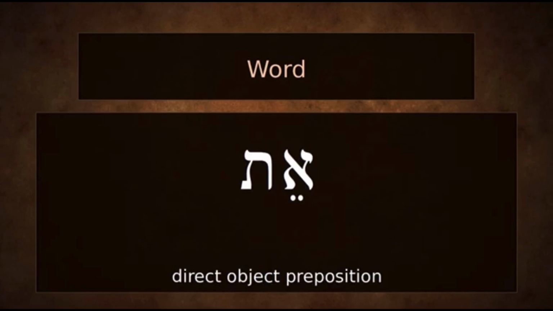Our fourth word is et. Et, you'll recall, doesn't have a translation. Instead, what it tells us is that the very next word is the object of our sentence. The verb for this sentence is bara, which means created. So whatever word comes after this word et is the thing or person that is being created in this sentence.